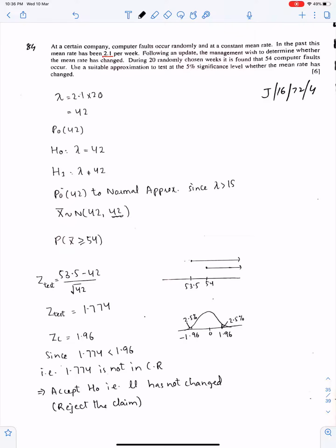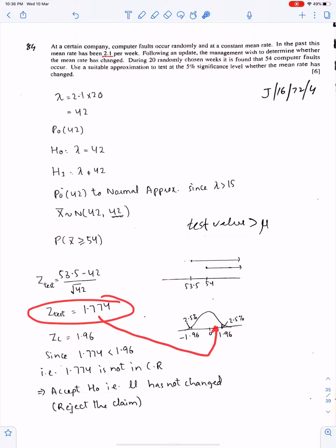Understand this well. When the test value is greater than mu, perform this upper tail test, meaning do the continuity correction in this way. And when the test value is less than mu, perform the lower tail test, this test. So the Z test is 1.774, and the Z test value lies here. So accept H naught, that lambda has not changed.